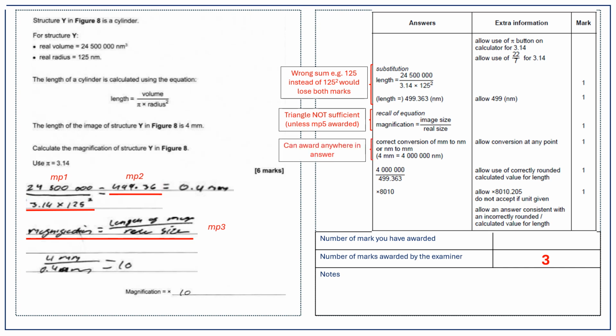Marking point 4 is the conversion mark. This can be awarded anywhere in the student's answer, and there are 2 conversions that could have been completed. Most students will convert their millimetre reading into nanometres. However, the student could convert the nanometres into millimetres. This is their value from marking point 2. So it is fine if the student has converted that correctly from nanometres back into millimetres.